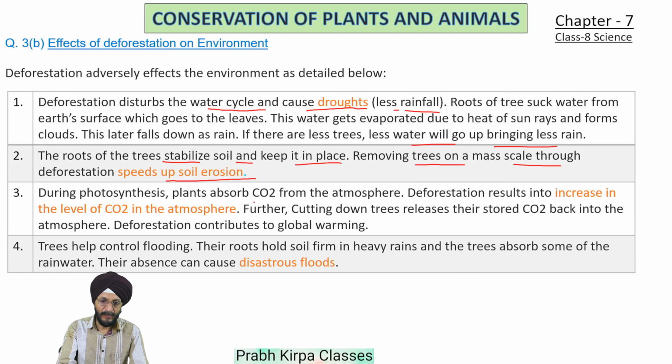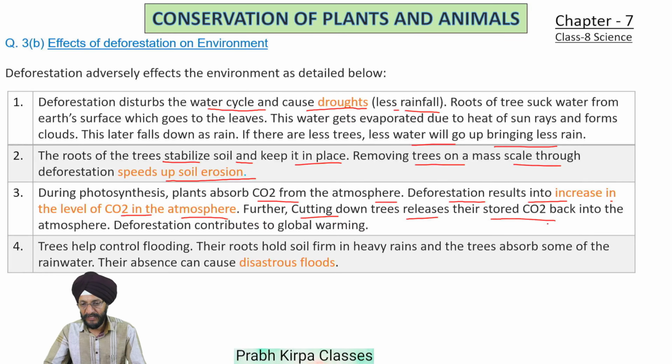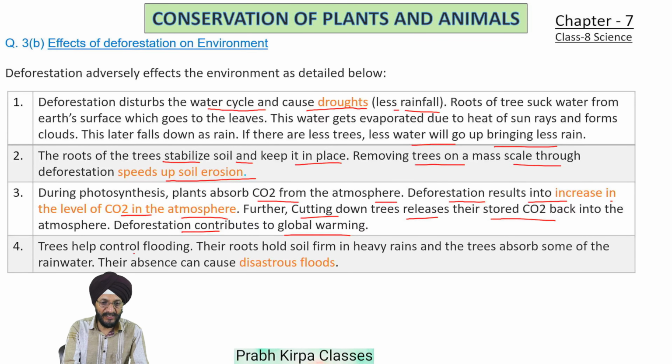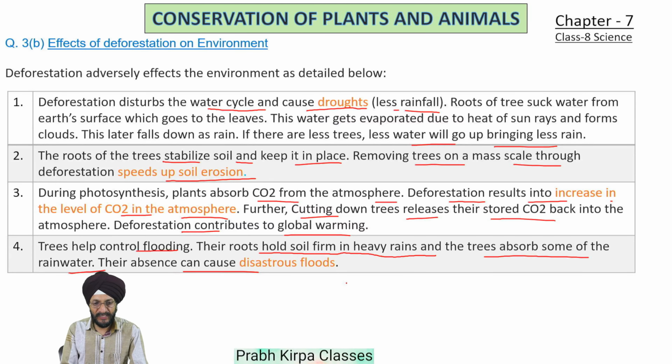During photosynthesis, plants absorb carbon dioxide from the atmosphere. Deforestation, on the other hand, results in an increase in the level of carbon dioxide in the atmosphere. Further, cutting down trees releases their stored carbon dioxide back into the atmosphere. Deforestation contributes to global warming. Trees help control flooding. Their roots hold soil firm in heavy rains and the trees absorb some of the rainwater. Their absence can cause disastrous floods.